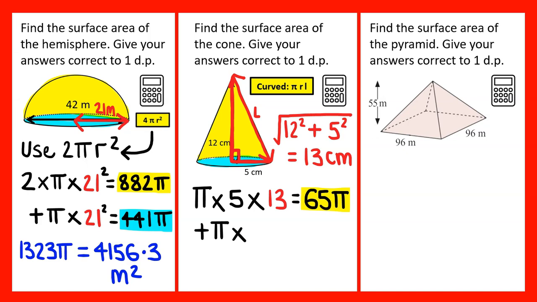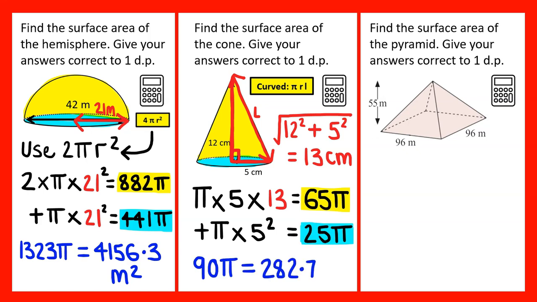So working this out would be pi times the radius squared, which is 25 pi, and adding these together gives me 90 pi, which I can round to one decimal place to leave me with 282.7 centimeters squared. I need to find the surface area of the pyramid.